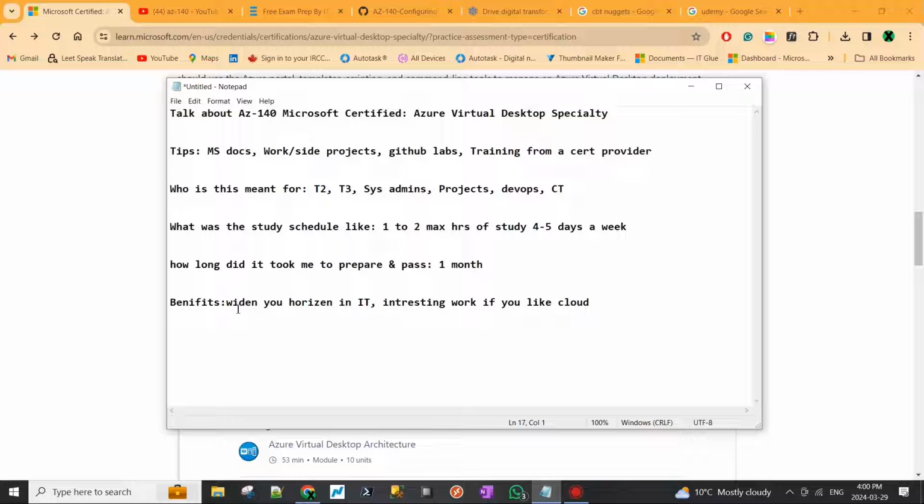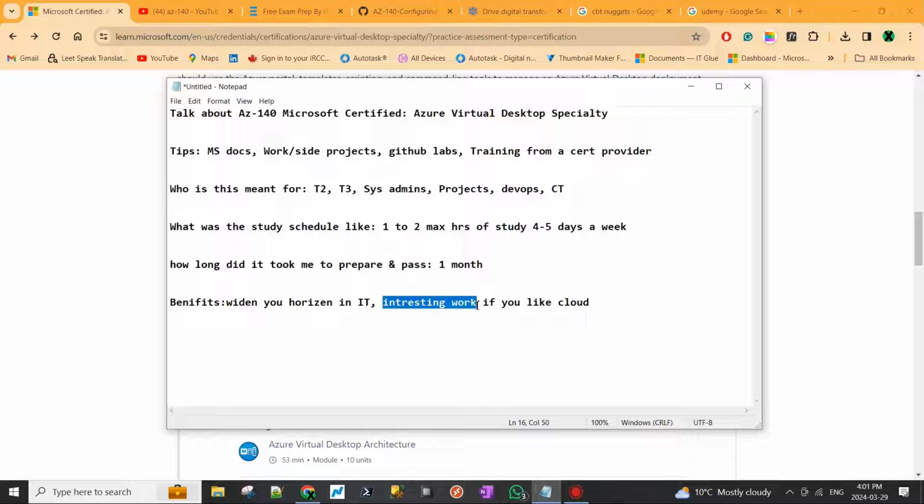Lastly, the benefits. For me, it was to widen my horizon in IT. I started from the on-prem environment: on-prem Active Directory, on-prem VMs, Hyper-V virtual machines, things like that. And I was seeing this trend where more and more people were moving towards Azure VDI solutions, moving everything over to Azure VDI. I wanted to see how it is, how hybrid works, how on-prem and cloud work, how cloud-only works. I just wanted to get a bigger picture of how things are. So that's what I mean by widening your horizon in IT.